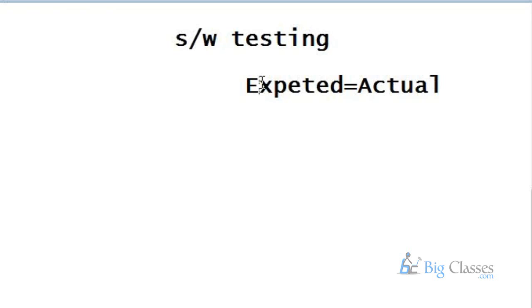After completion of development, as a test engineer, we need to compare expected value and actual value. We need to compare whether the requirements are being met or not. Here what are we doing? We are comparing expected value and actual value. The Big Classes people provide the requirements. The requirement is the expected value, the client requirement, and the developer's software is the actual value.